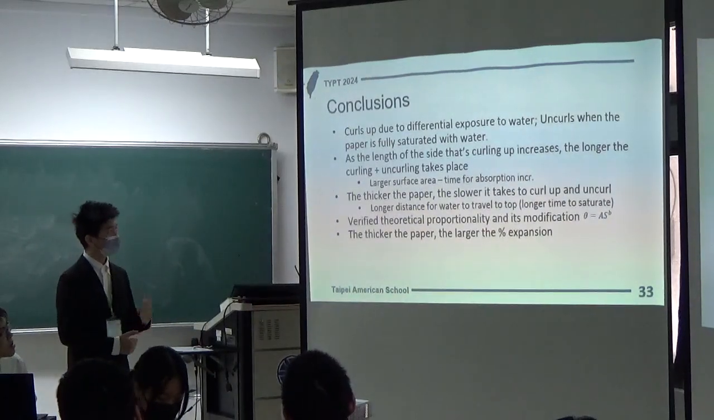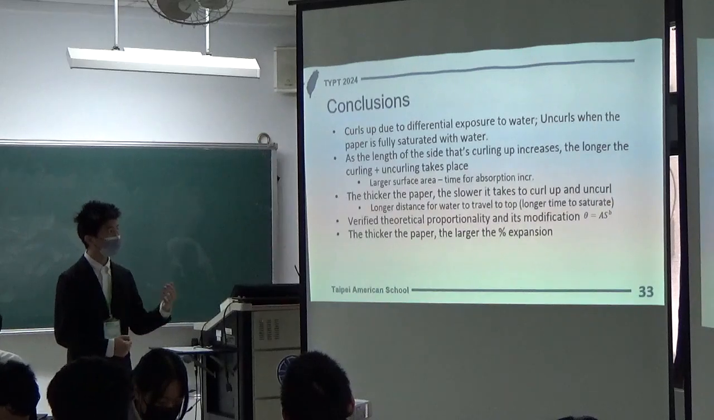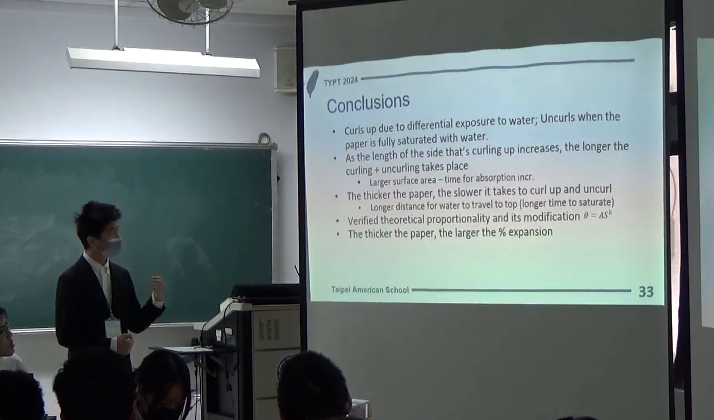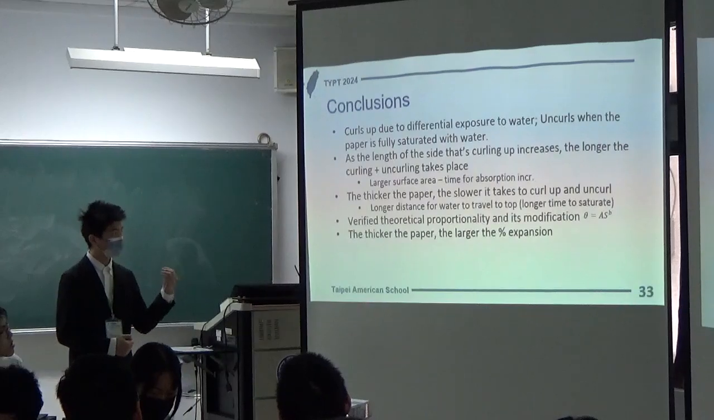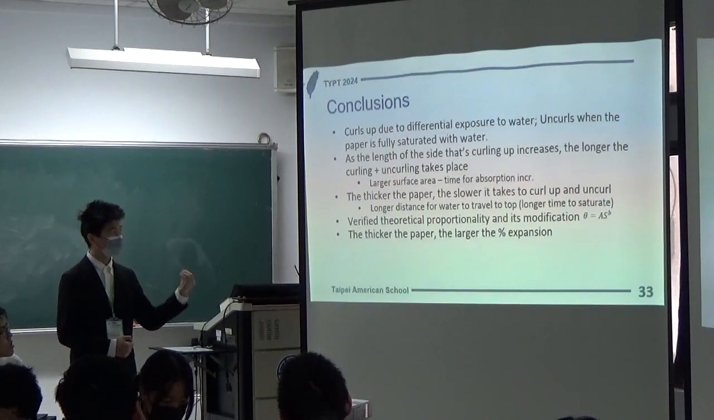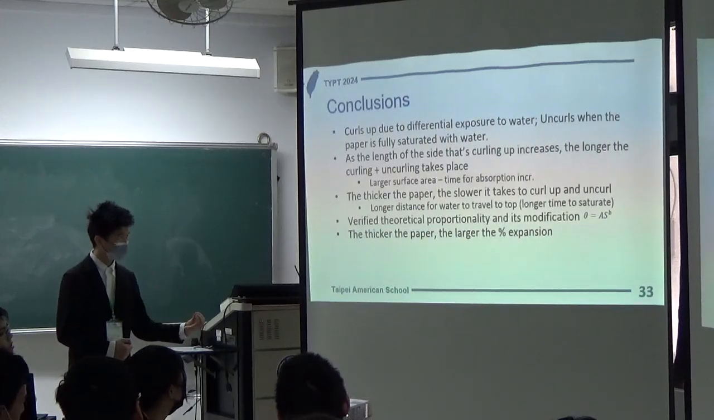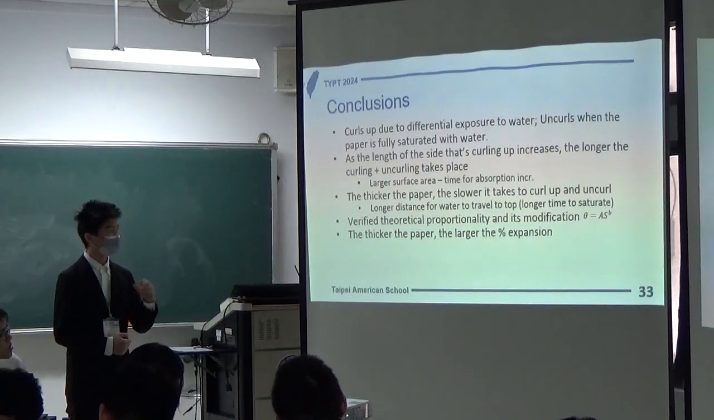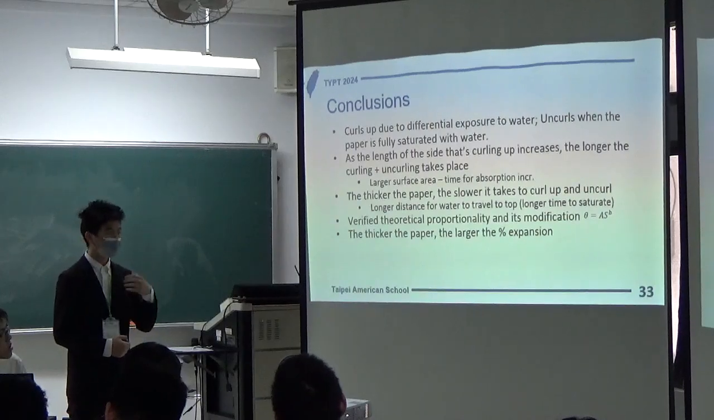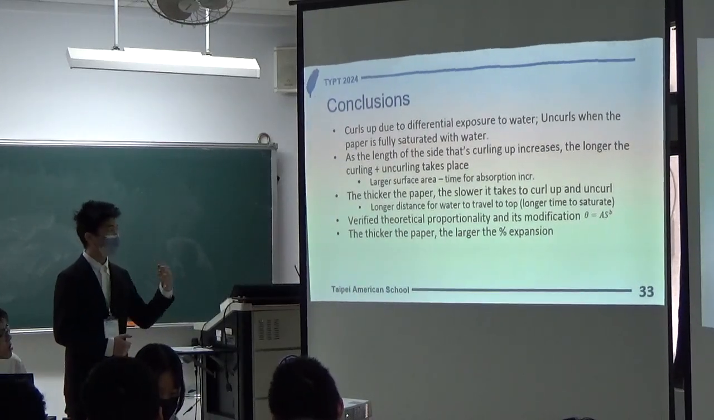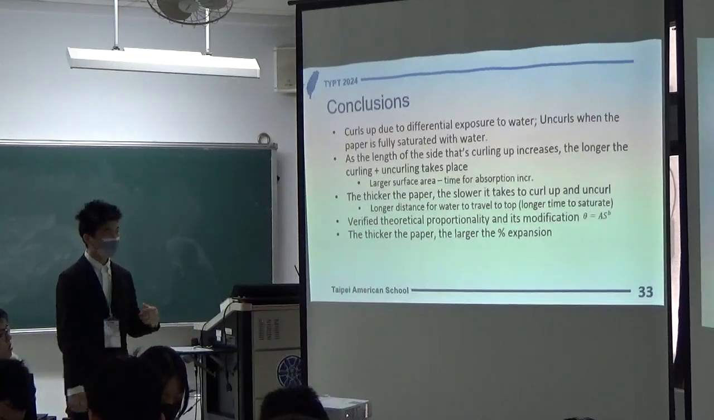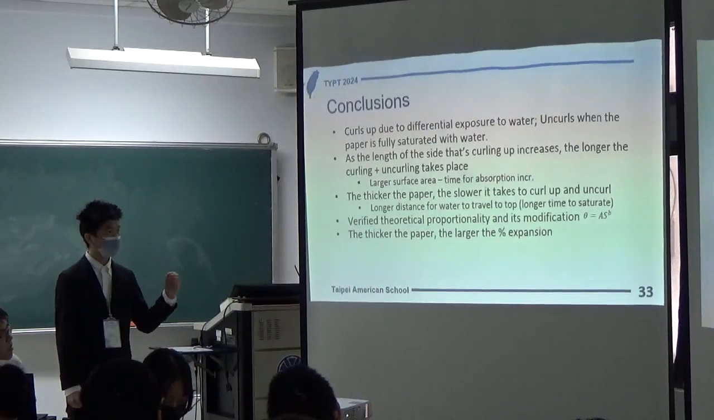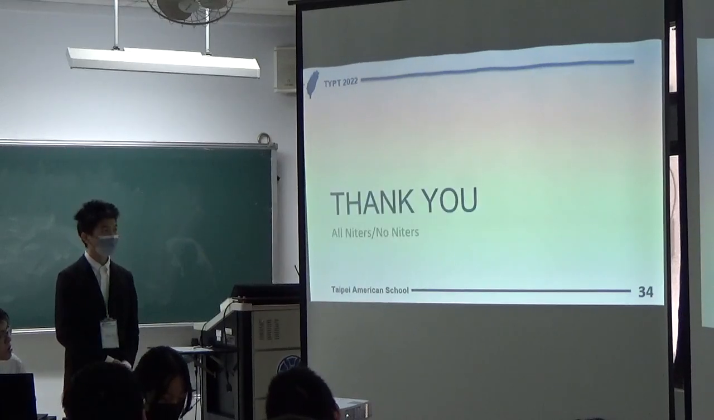So we concluded that paper curls up due to differential exposure to water, and it uncurls when the paper is fully saturated with water. Additionally, as the length of the side that's curling up increases, it takes longer for curling and uncurling to take place, because due to the larger surface area, the time for absorption increases. Then the thicker the paper, the slower it is to curl and uncurl. This is because it takes a longer distance for the water to travel to the top, so it corresponds to a longer time to saturate. Then we verify the theoretical proportionality and its modifications using the function theta is equal to A times S to the B. And finally, the thicker the paper, the larger the percentage expansion itself.